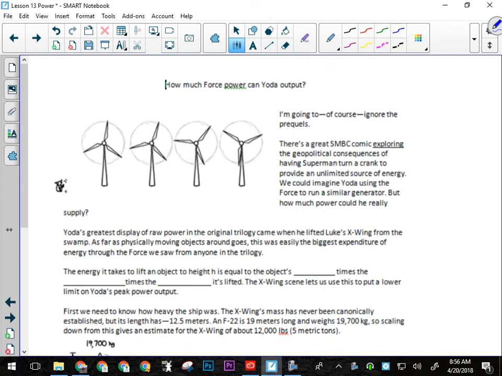Okay, so we want to figure out how much force power Yoda can exert. There were a couple of people who had tried to figure out if you could put Superman on a generator, could he power the whole world, kind of thing. So we're going to do this with Yoda.